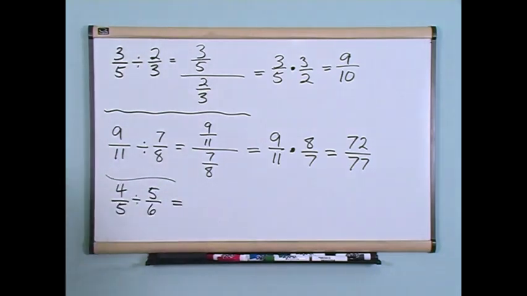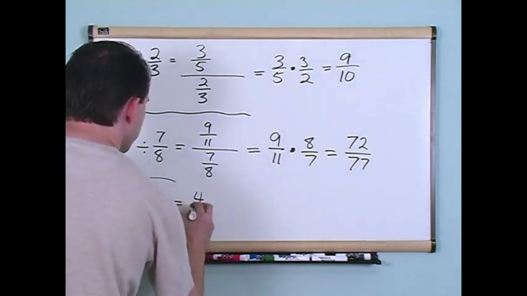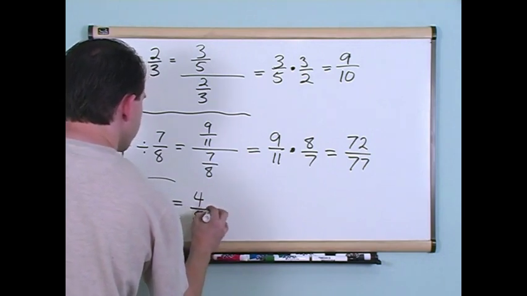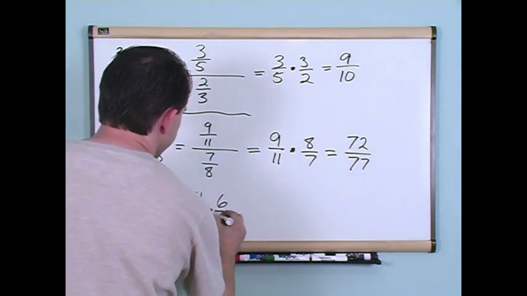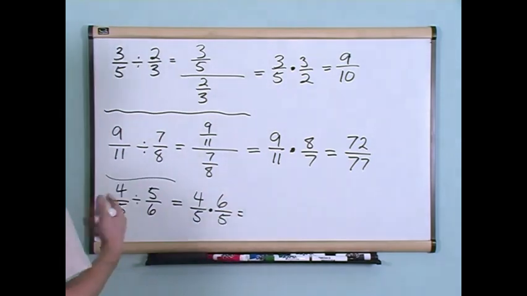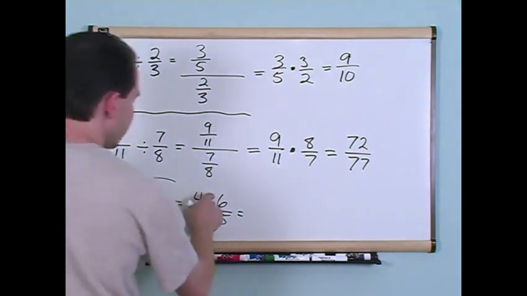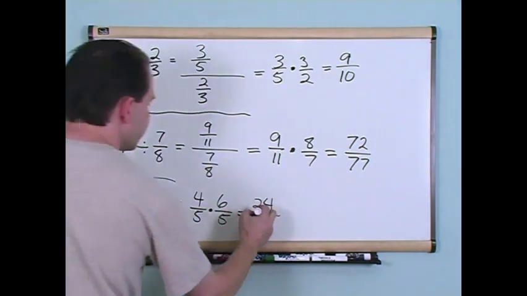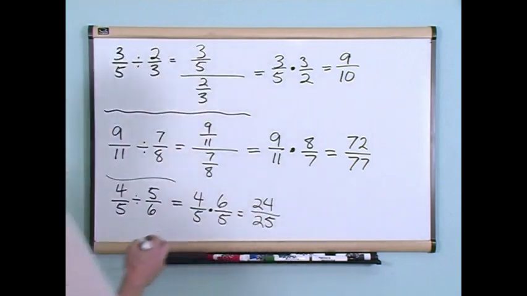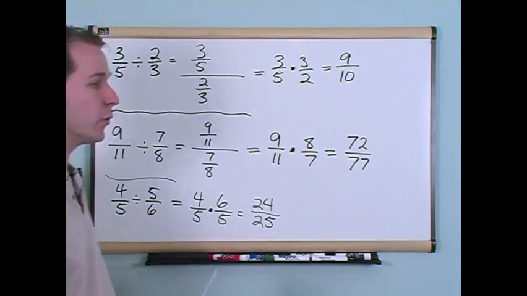We have one last problem here, which is going to be 4/5 divided by 5/6. Okay, so what I'm going to have here is 4/5 multiplied by, and I'm going to take the second fraction, flip it over, it's going to be 6/5. And then at this point I just do it like multiplication. 6 times 4 gives me 24, and 5 times 5 gives you 25. So the answer is 24/25, and there's nothing more I can really do to simplify that anymore.